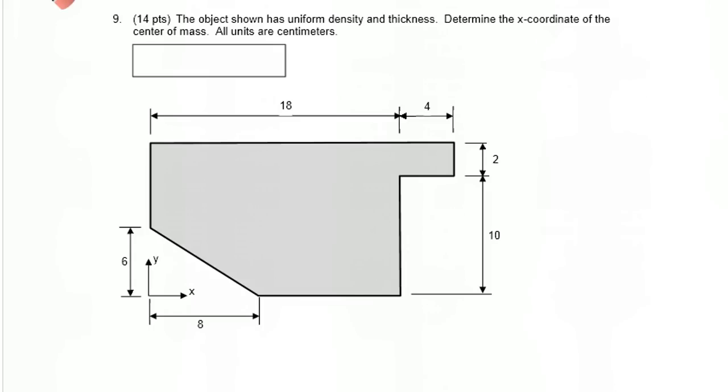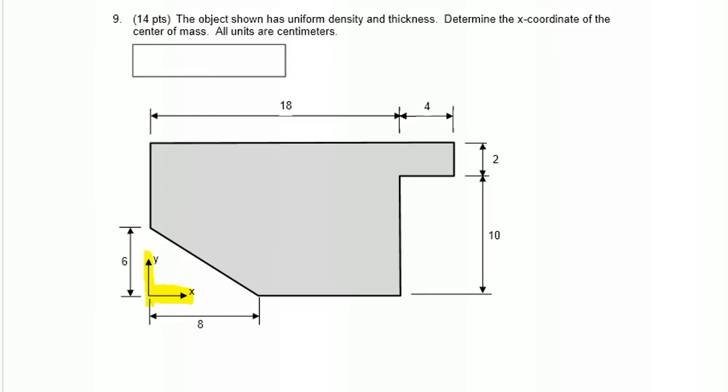Number 9 from the Fall 2012 Exam 4 is a center of mass problem. Like most problems, we have uniform thickness and density, and in this one we want to determine just the x-coordinate. All units are in centimeters, so we have a given coordinate system. We'll have to use that as our reference.